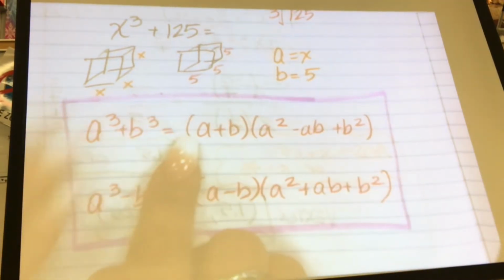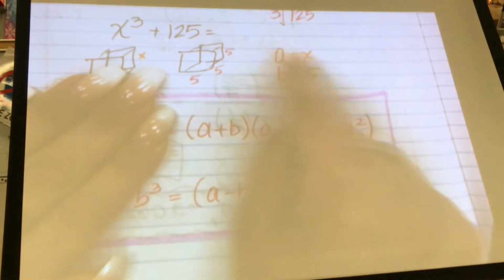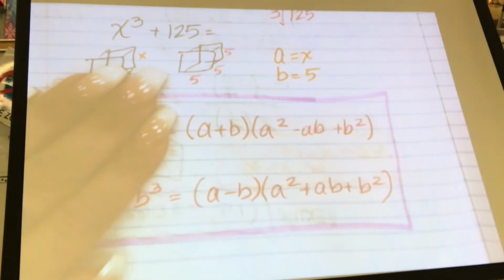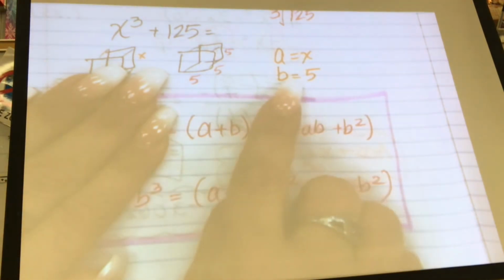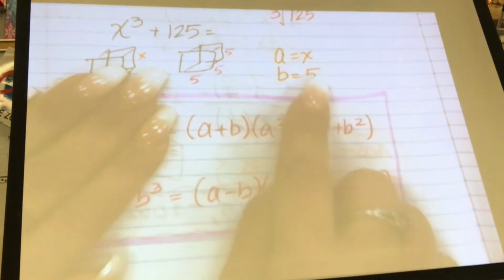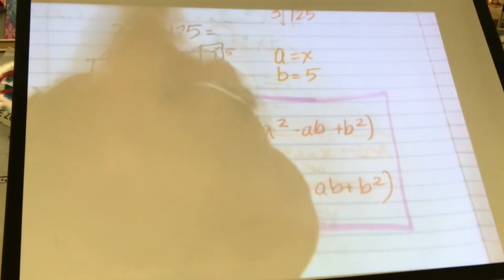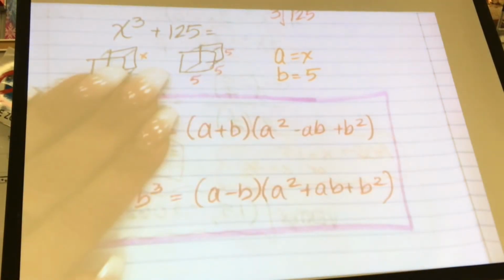Watch. Everywhere I see an A here, I'm going to plug in x. So boop, boop, boop. Everywhere I see a B, I'm going to plug in 5. Boop, boop, boop. And then I'm done. I have now factored this binomial. Easy?